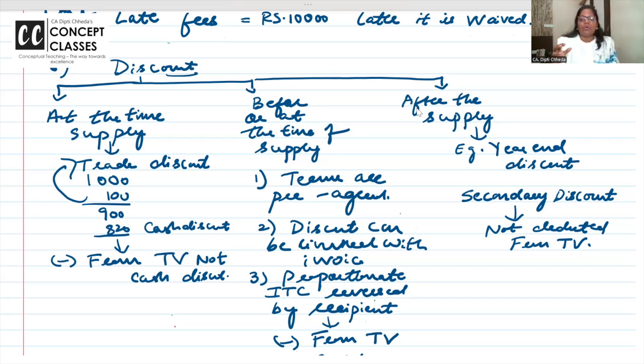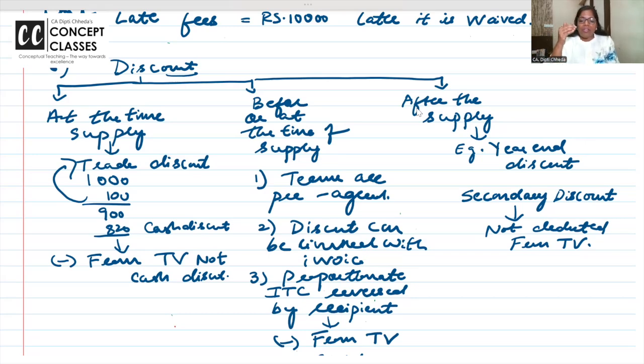The second kind of discount is given before or at the time of supply, or sometimes even after the supply. But the terms are pre-agreed. The discount can be linked with the invoice. Yeah, that if you complete this October month, instead of 50 boxes, if you buy 80 boxes, we will give you 2% additional discount. So even if the discount is given before or at the time of supply, or maybe after the supply, it is pre-agreed and it is linked with the invoices.